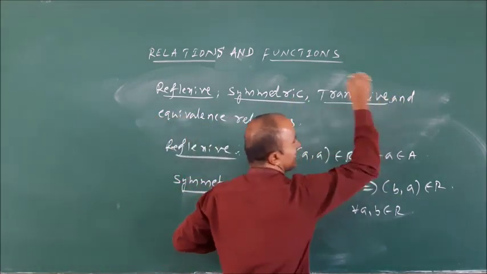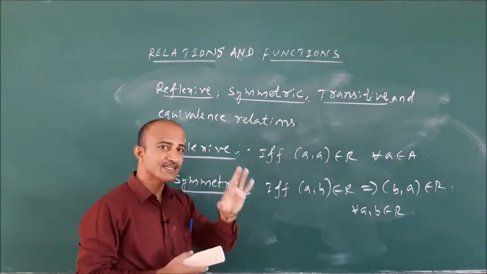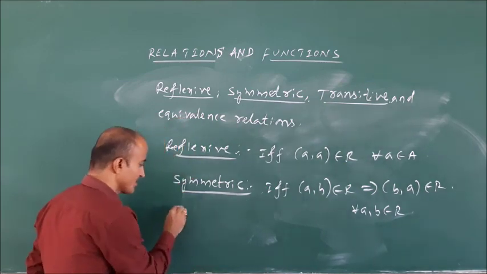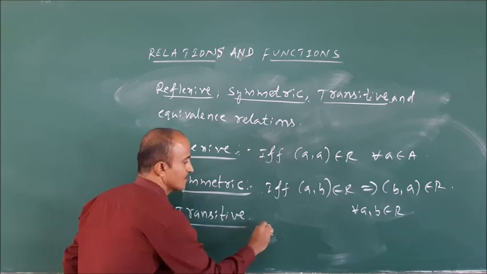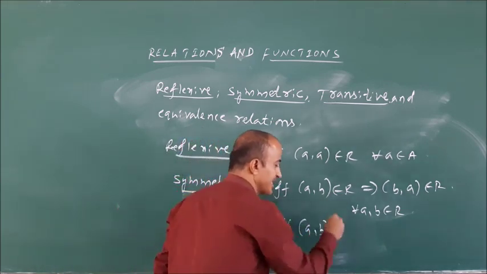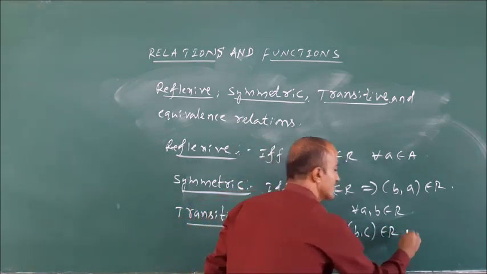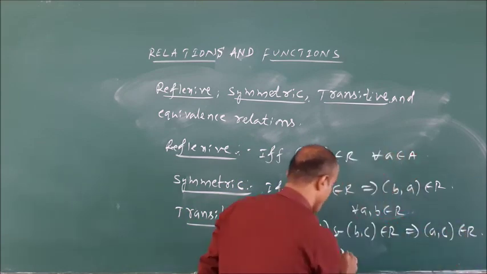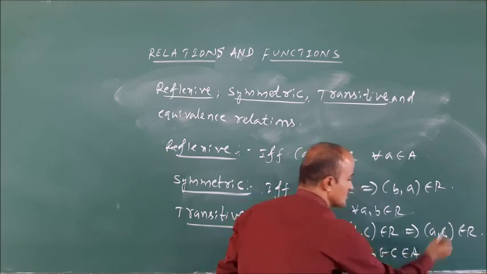Now we shall define a transitive relation. A relation R in A is said to be transitive if ordered pairs (a, b) and (b, c) belong to R implies (a, c) belongs to R for all a, b and c belongs to A.